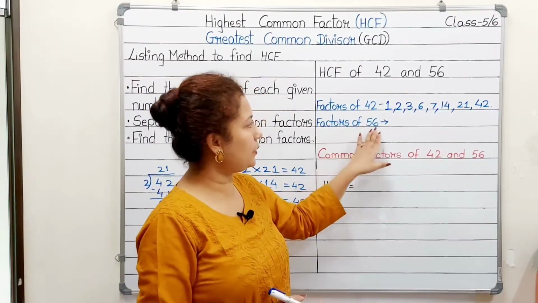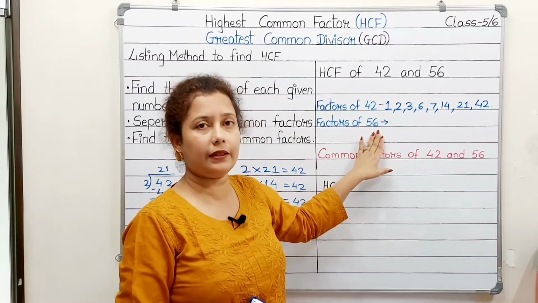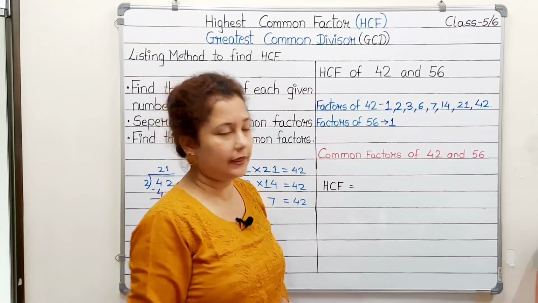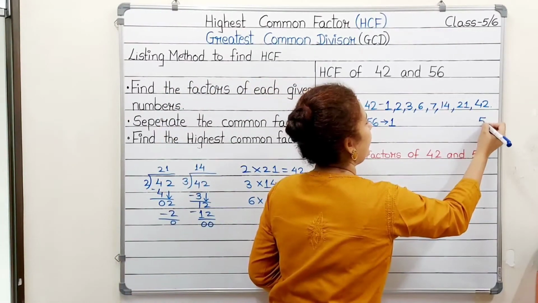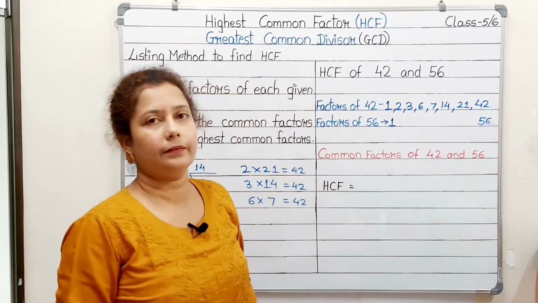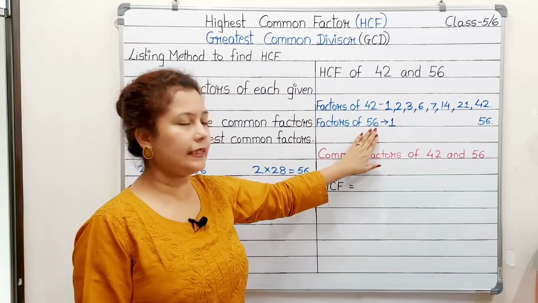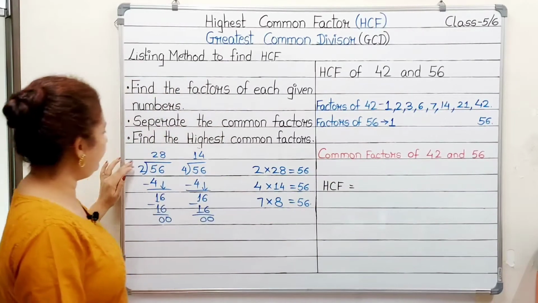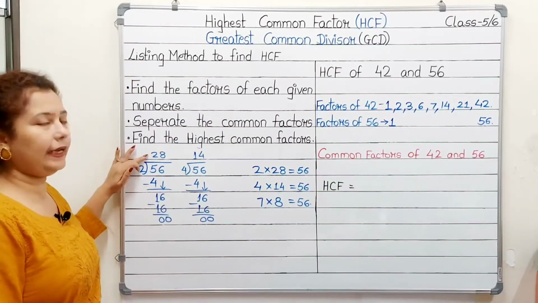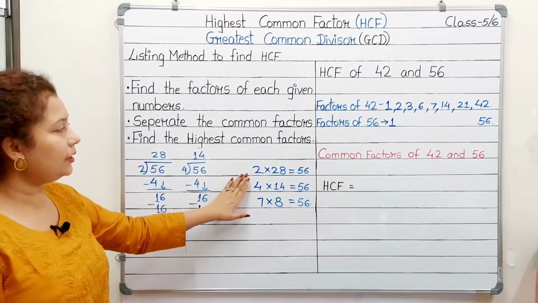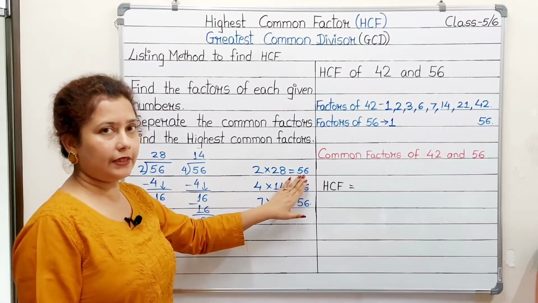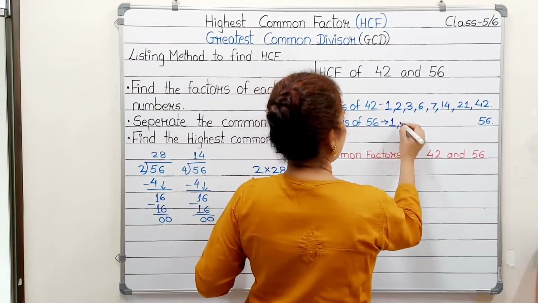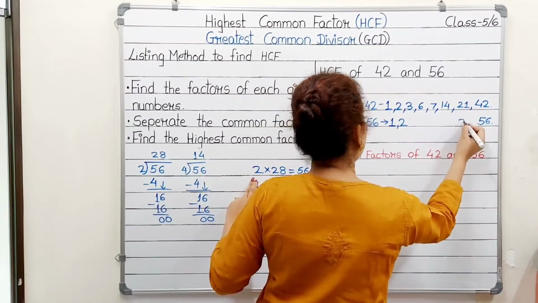Now we will find factors of 56. We know that 1 is a factor of every number, so again we will write 1, and a number is a factor of itself, so here we will write 56. Next we will see if 56 is divisible by 2. 56 is an even number, so it is divisible by 2. When we divide 56 by 2, we get 28 as a quotient. So 2 multiplied by 28 is 56, and 2 and 28 both are factors of 56. So here we will write 2 and 28.